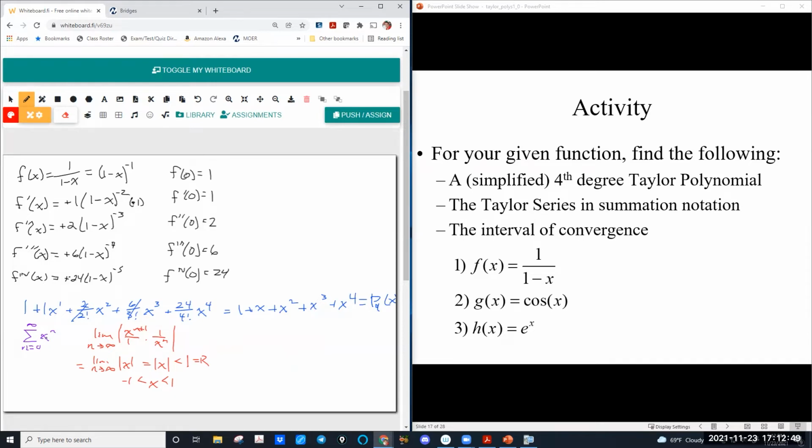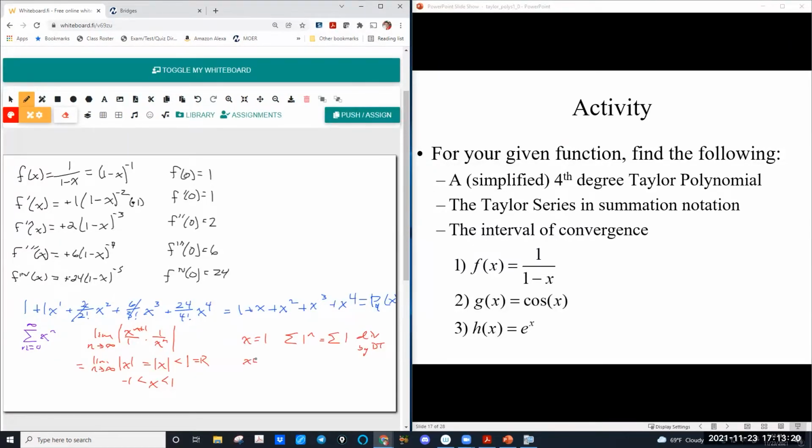So if we check our endpoints, first off, we check 1. Well, then our series becomes 1 to the n, or just the summation of 1, which goes to infinity. So this diverges because the sequence does not go to 0. We could call it our divergence test. So by our divergence test.